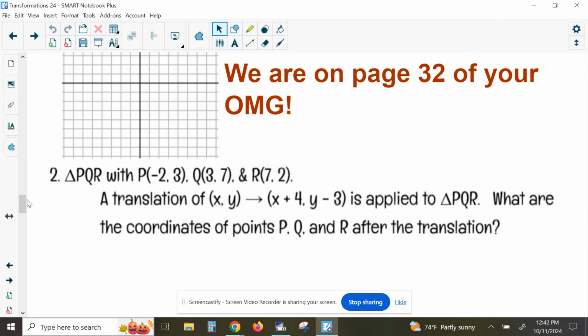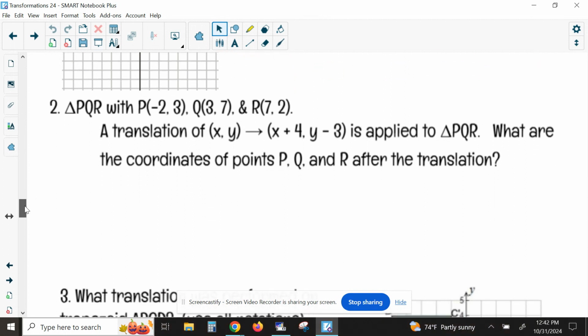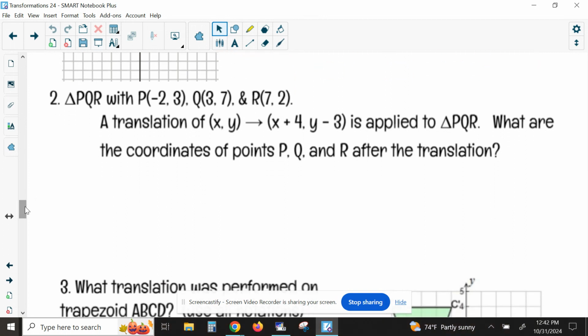Okay, so we are on number 2. I have been busy with other things. Okay, you might want to have some colors. Alrighty. Okay, so it says triangle PQR with P at (-2, 3), Q at (3, 7), and R at (7, 2). You have a translation of (x, y) going to (x + 4, y - 3).